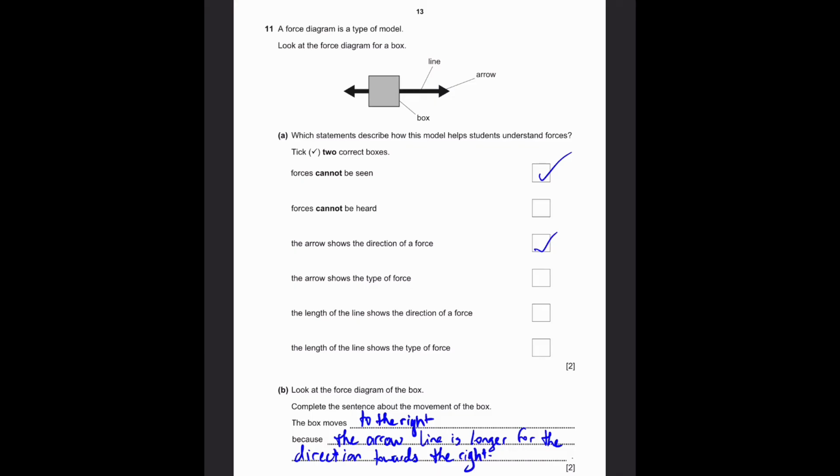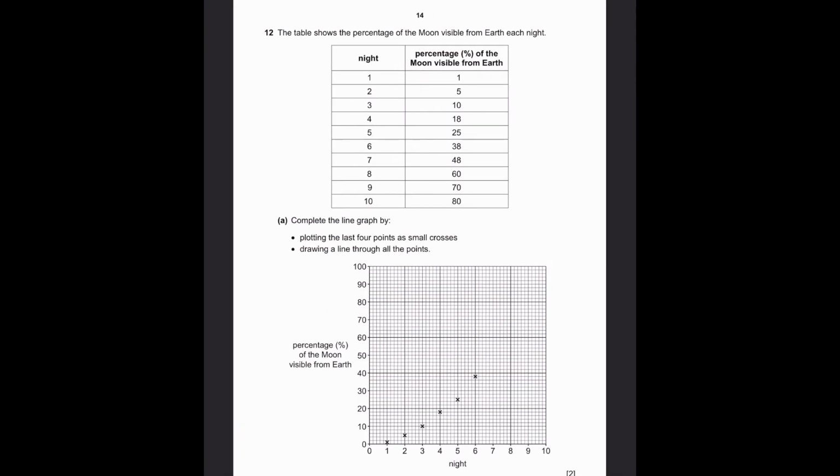That's the answer. Question 12. The table shows the percentage of the moon visible from the earth each night. So there's a table given here. A. Complete the line graph by plotting the last 4 points as small crosses and drawing a line through all the points. So you have the first 6 points plotted already.